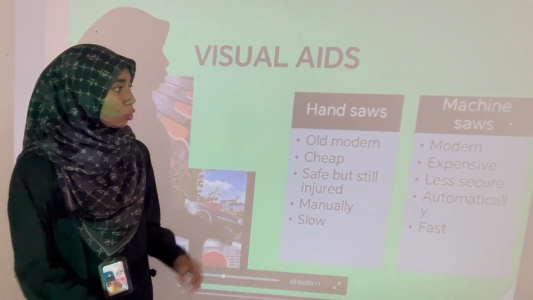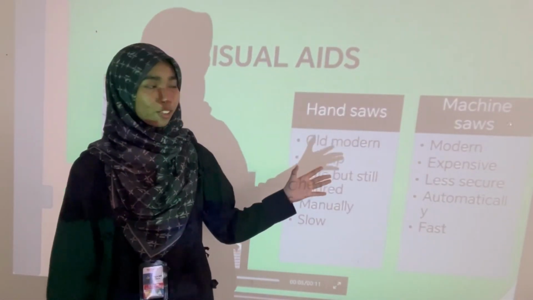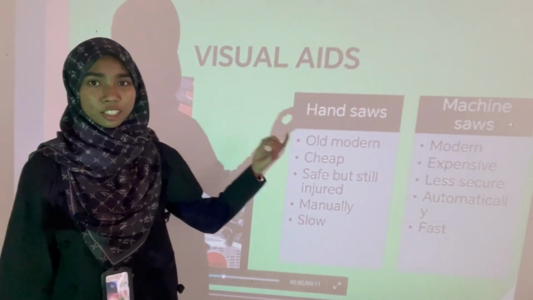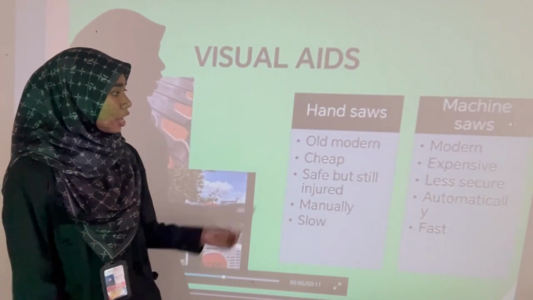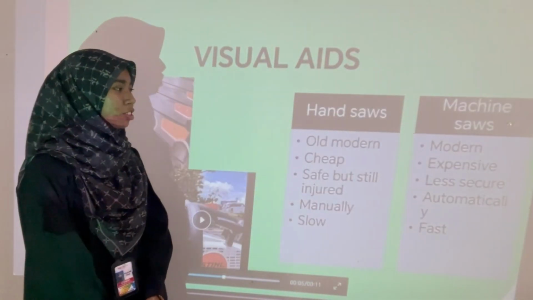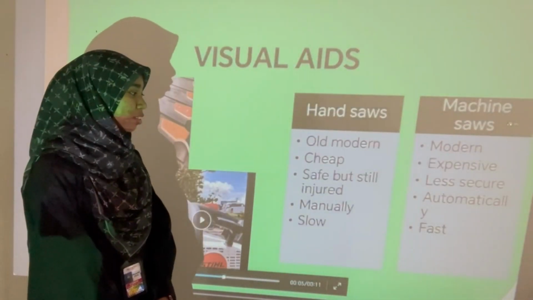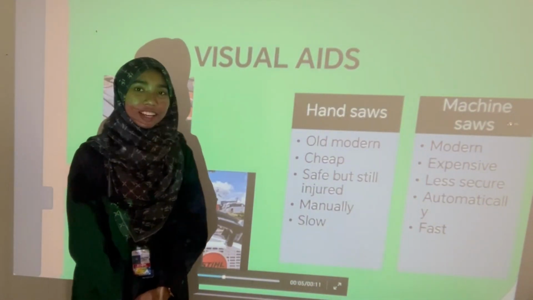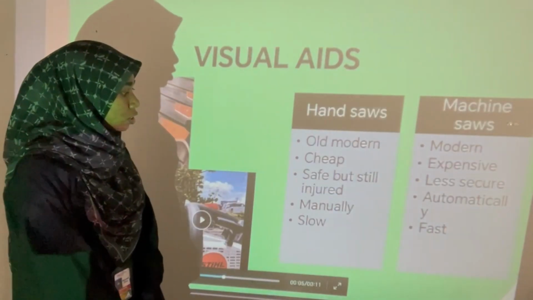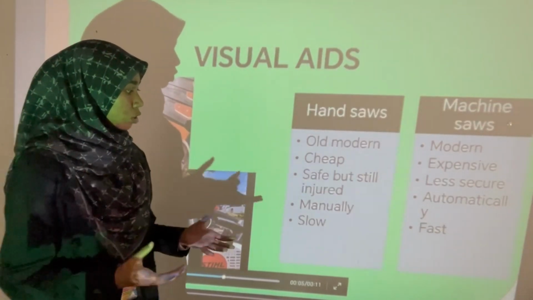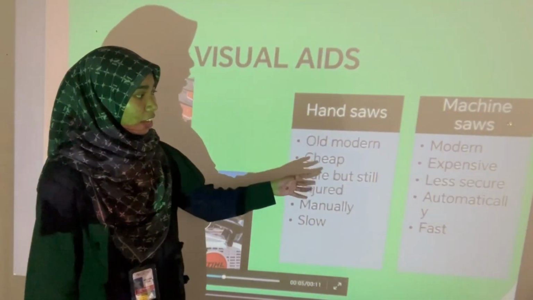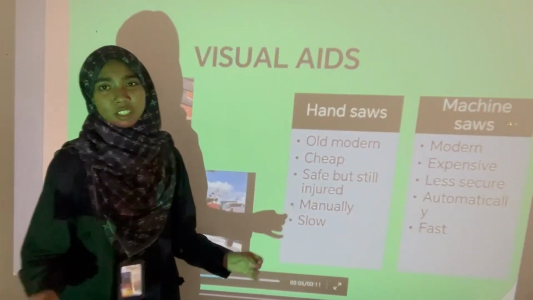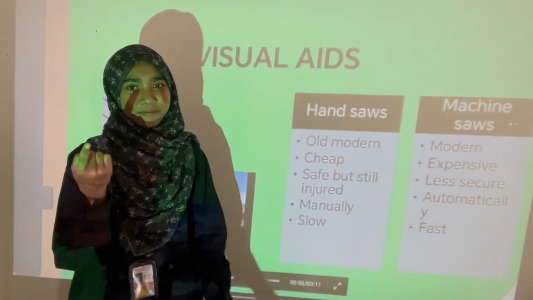Now, I want to differentiate the hand saw and the machine saw. The hand saw is less modern. The machine saw is more modern. The hand saw is very cheap, but the machine saw is very expensive. The hand saw is safe, but can still injure. The machine saw is less secure. The hand saw is used manually, but the machine saw works automatically. The hand saw is slower, but the machine saw is very fast.